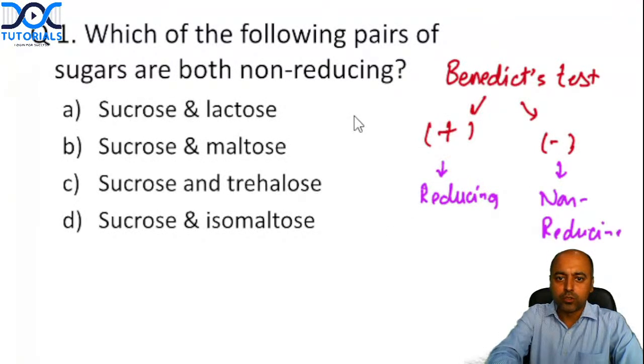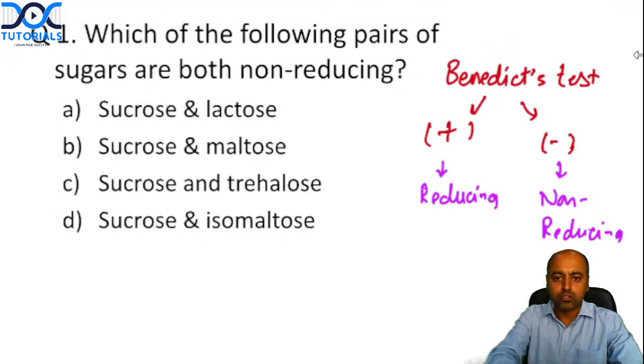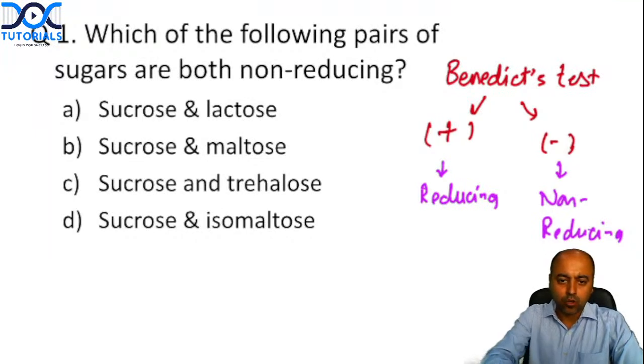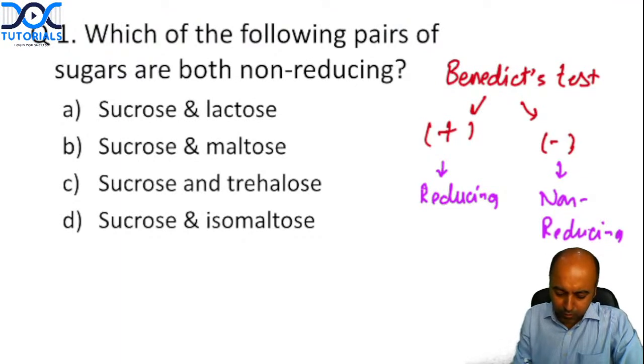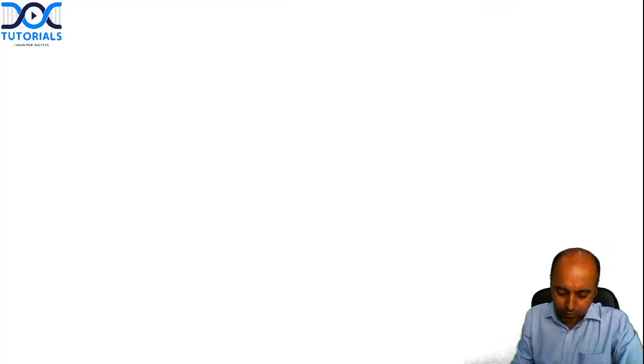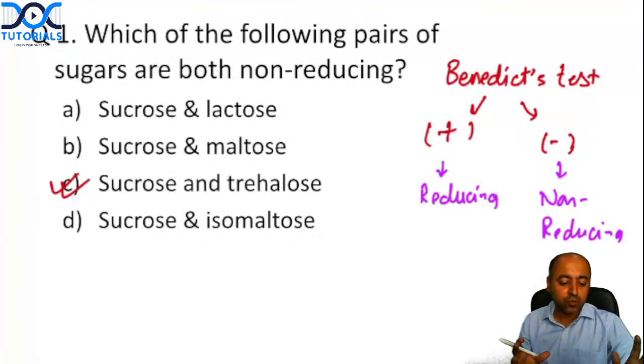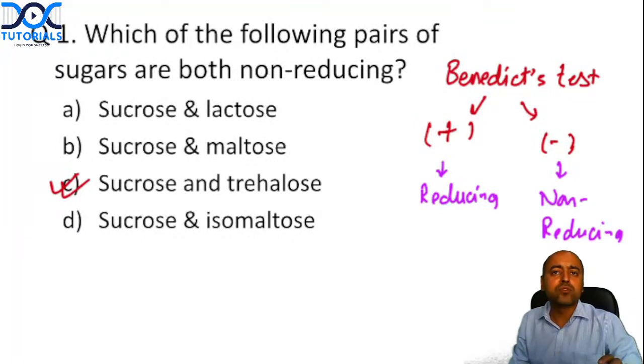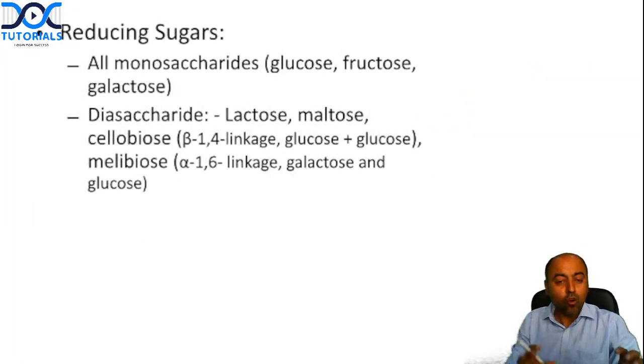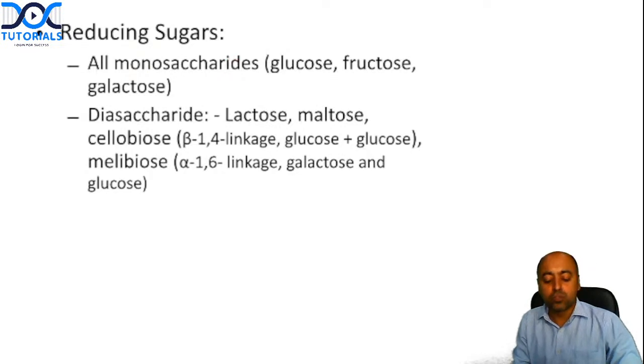So reducing and non-reducing sugar. As you can see, the question is asking here about the non-reducing sugar. For that, the answer is going to be sucrose and trehalose. This question is commonly asked to distinguish between the disaccharides. So let's take a quick look at which of the sugars will give the positive and the negative result. All monosaccharides are reducing in nature. Whether it is glucose, fructose or galactose, they are reducing in nature.